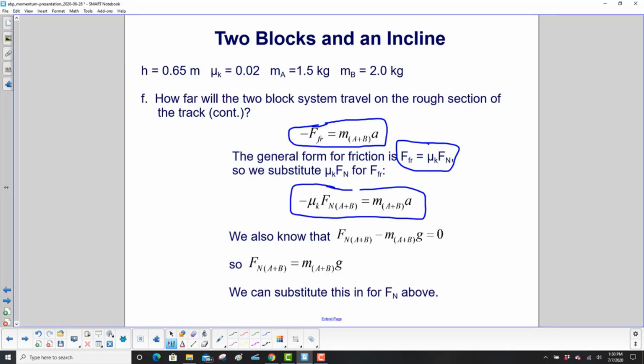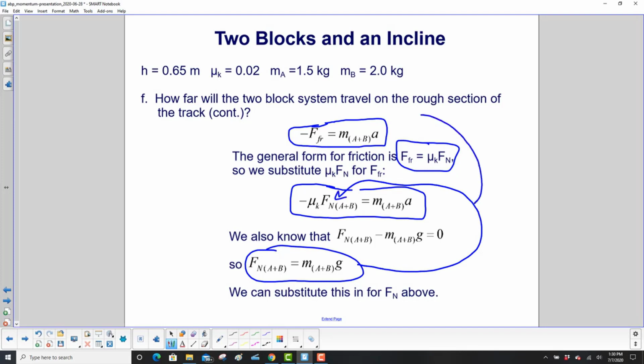So we substitute mu k times the normal force for the force of friction, and we get this equation. Now we need to find the normal force. From the free body diagram, normal force is up, positive, mg is down, negative, and it equals 0 because the blocks are not bouncing up and down. So we have our normal force here, and we're going to substitute that into here.